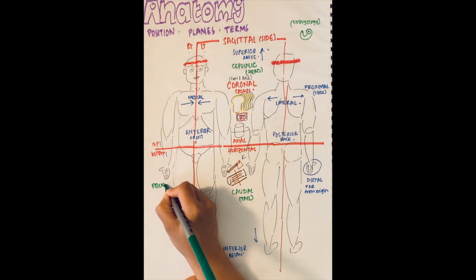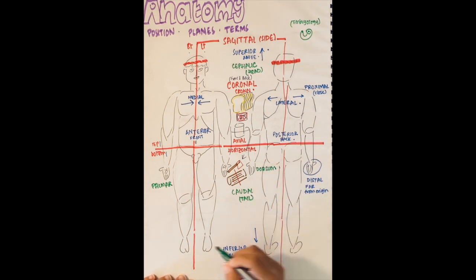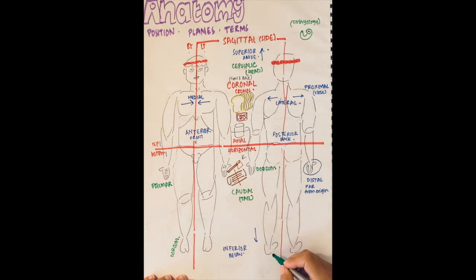So the hand can have a palmar aspect and a dorsal aspect, and the feet, the dorsum is what you can see when you look down, and the sole of the foot is also called the plantar aspect, because you plant it on the ground.